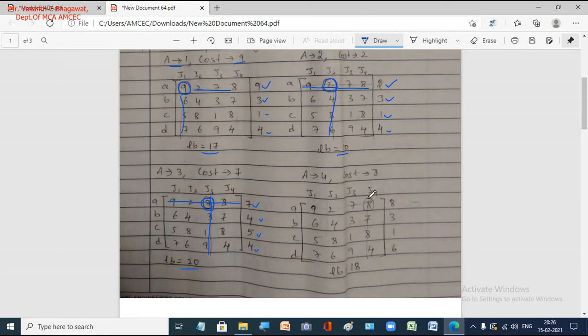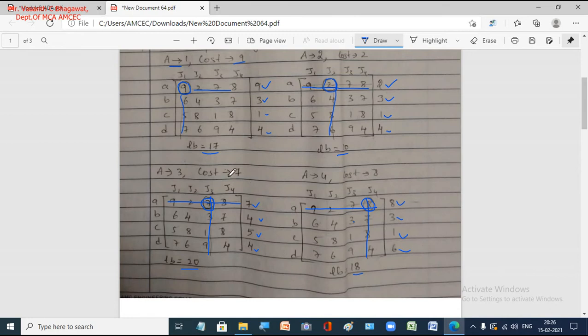The last: assign the fourth job to A. Let us see, if you assign the fourth job to A, what will be our lower bound? So you assign the fourth job to A, the cost is 8. Then you strike off this row and you strike off this column. Now in the second row, the minimum value is 3 here. So you write down 3. Now here 1, and here 9, 6, 7, which is the lowest? 6. So you write down 6. Now you find the total of all these things, you will get 18. So the lower bound is 18.